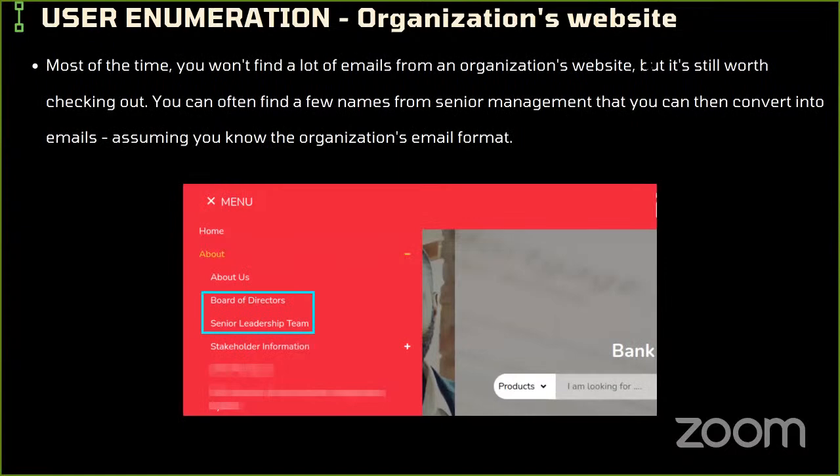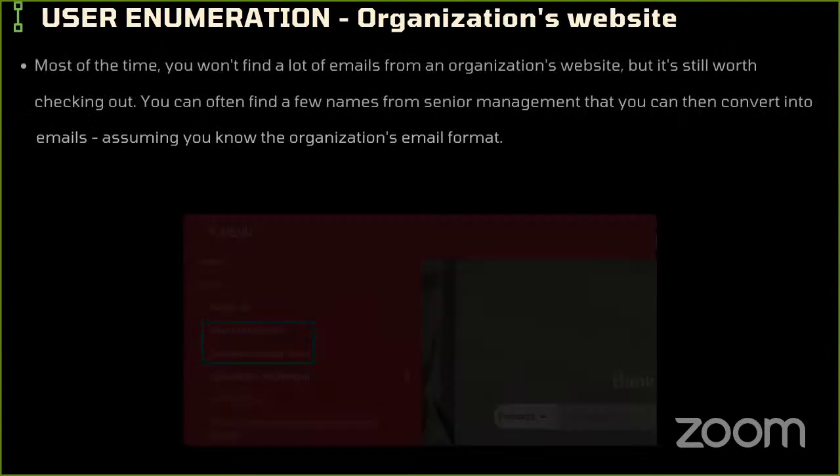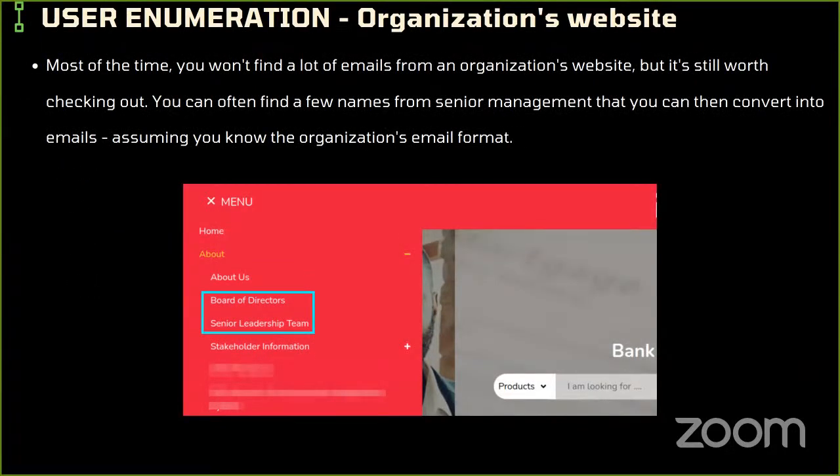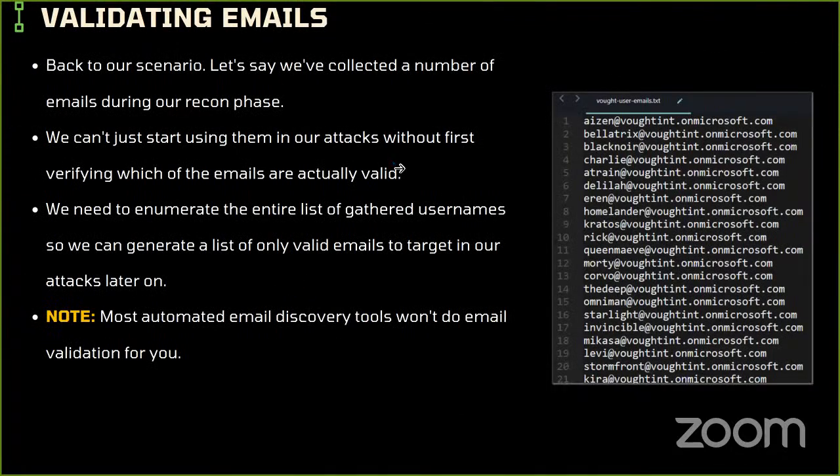And of course, another source is the organization's website. Most of the time, you'd find a lot of emails on an organization's website, but I still check it out, especially the About Us page. You can go to the senior leadership team, management, and that's where you can find a lot of emails that you can use as additional targets. Remember, you'll most likely only get their names from there, but if you know the email format, you can convert those names into target emails. I've actually gotten successful phishes from viewing the senior management pages.